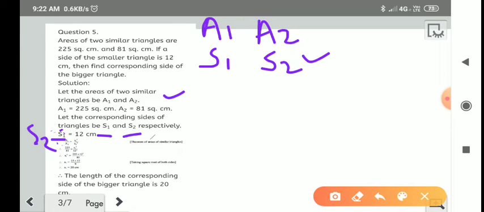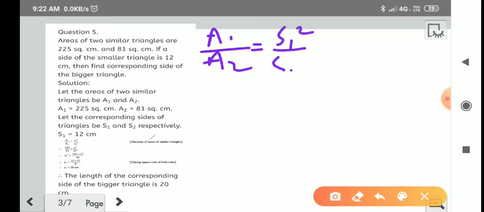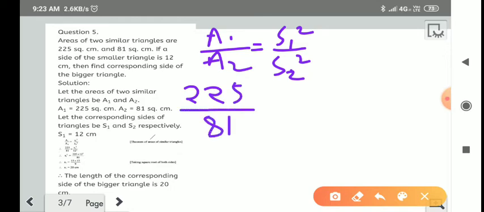Okay. Then we have the formula according to the ratio of areas of similar triangles, that is A1 upon A2 is equal to S1 square upon S2 square. Okay, so area of first triangle is 225 square centimeter divided by 81 square centimeter. S1 we have to find, so S1 square as it is, divided by S2 which is 12, so 12 square. Okay, then find S1.